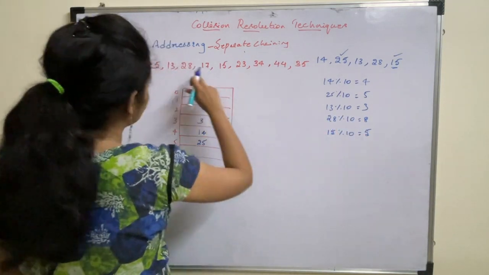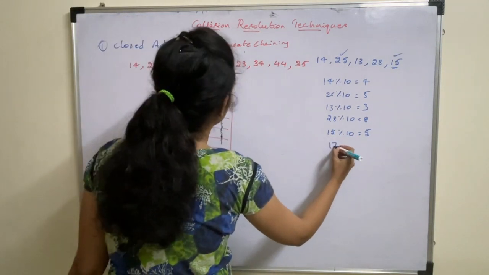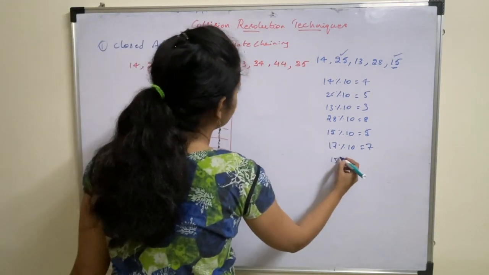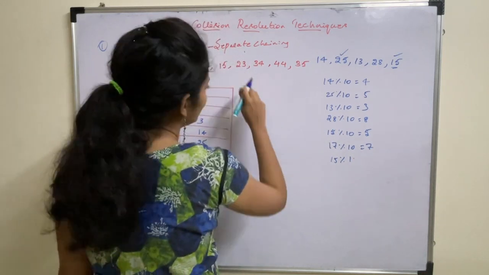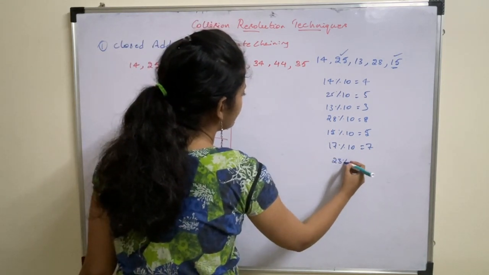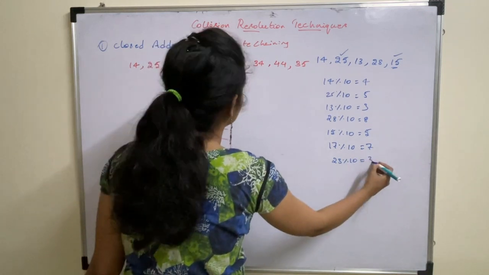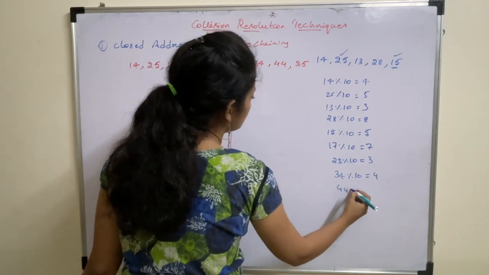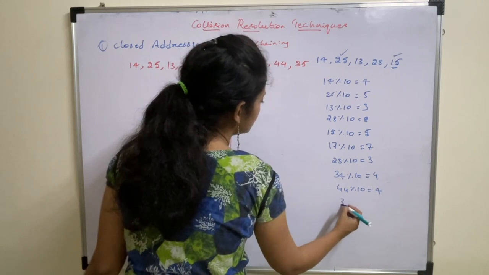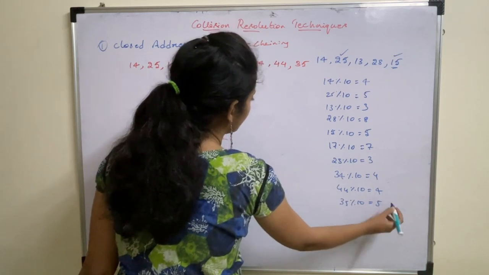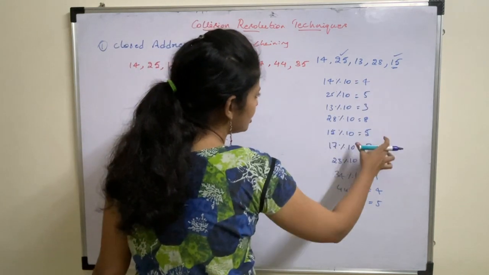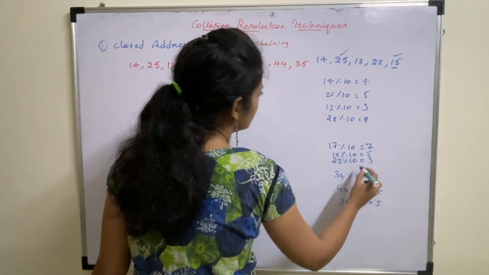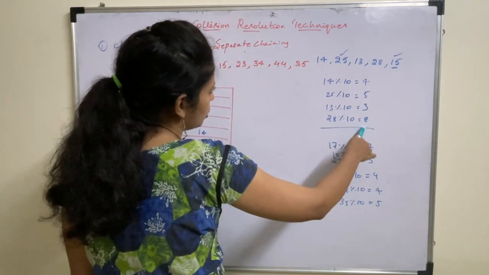Now we have 17. Calculate 17 mod 10, that is 7. Next 15 mod 10 is 5, 23 mod 10 is 3, 34 mod 10 is 4, 44 mod 10 is 4, 35 mod 10 is 5. So you can insert successfully till 17, and so far we don't have any collision problem.